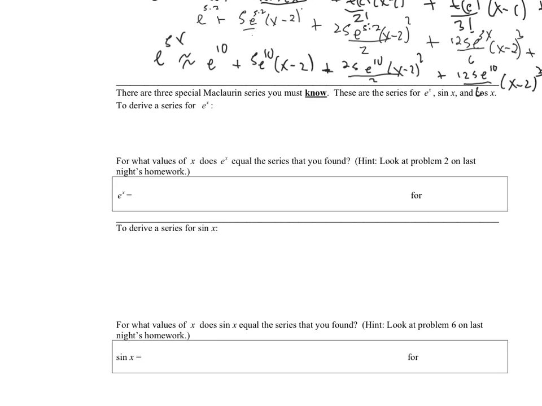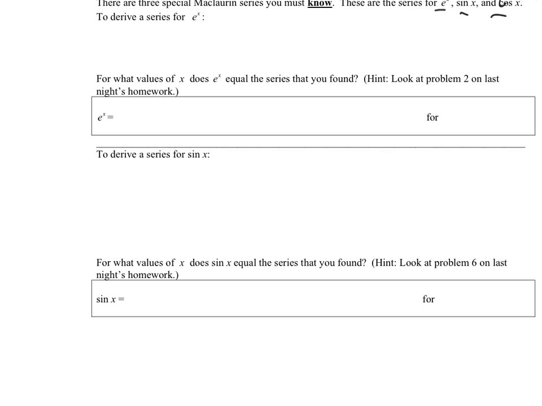There are 3 special Maclaurin series you must know. Oh, that's what I was telling you. That's why I jumped in. I was doing e to the x, sine of x, and cosine of x. Those are pretty much the ones they'll throw at you on AP. For what value of x does e to the x equal the series that you have found?